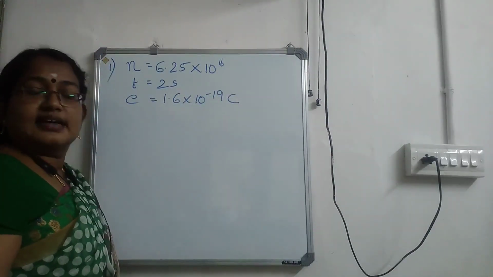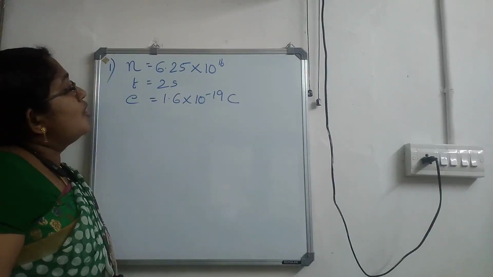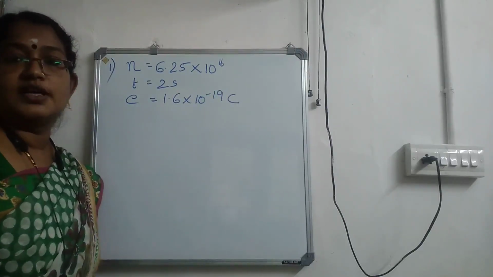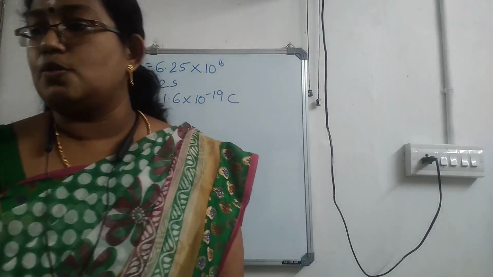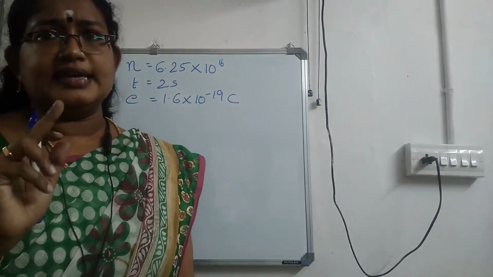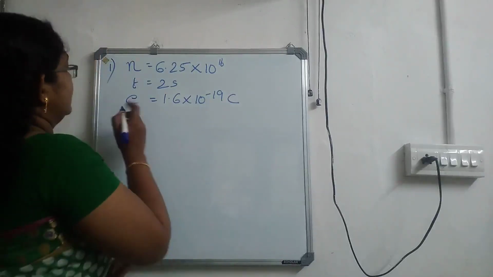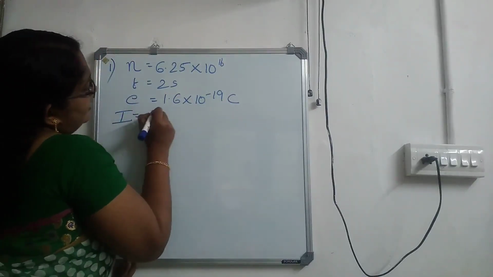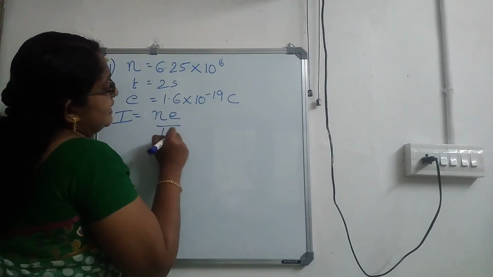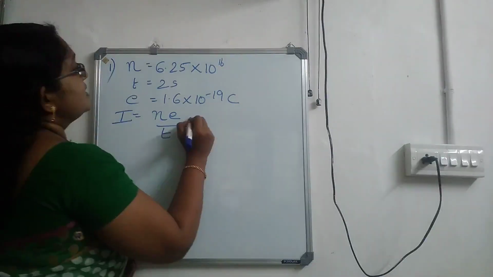So we need the current, isn't it? So how will you get the current? What is our equation? I is equal to Q by T. And what is Q? NE, isn't it? So I is equal to NE by T. How much is N?